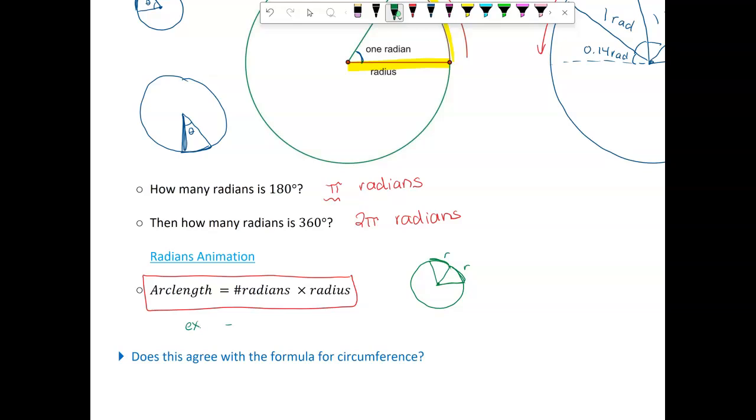So if I have this as equal to 2 radians and my radius is r, now that would be times r. My answer for my arc length here would be equal to 2r. In a unit circle, the arc length will simply equal the number of radians because the radius is 1. So that's just something to keep in mind when we think about unit circles.